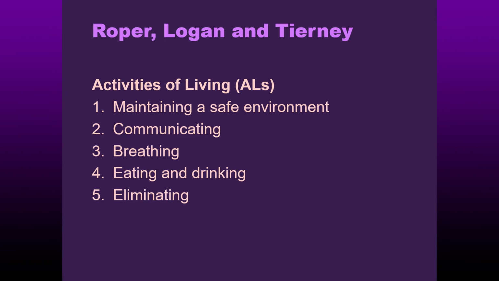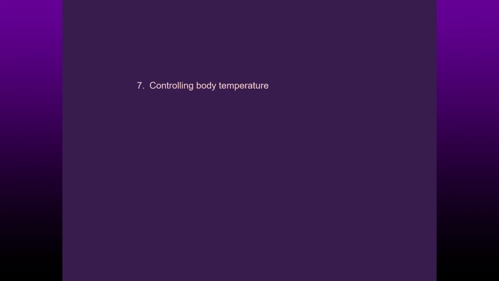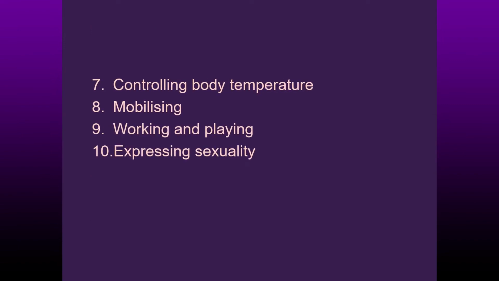So Tierney has a number of activities of daily living. So on this slide we just have 5, 6. We also have personal cleansing and dressing. This is concerned about hygiene. Okay. Roper, Logan still continues. We have 11, 12. I think we have 12 activities of daily living for Roper, Logan, and Tierney. So we have controlling body temperature, mobilizing, working and playing, expressing sexuality, sleeping, and dying.